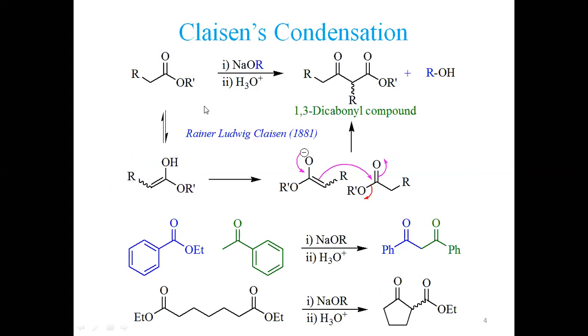Claisen is the name of a scientist who was a German chemist, Rainer Ludwig Claisen. This is his complete name. He shared his findings in 1881. What happened? You see, this is a carbonyl carbon. The next carbon is an sp3 hybridized carbon.